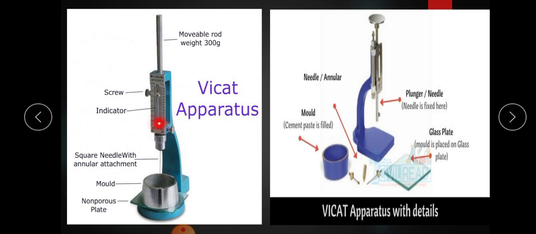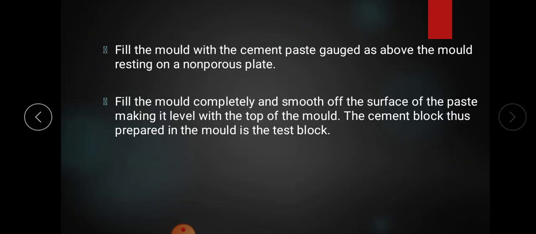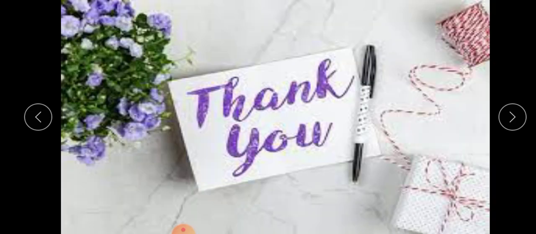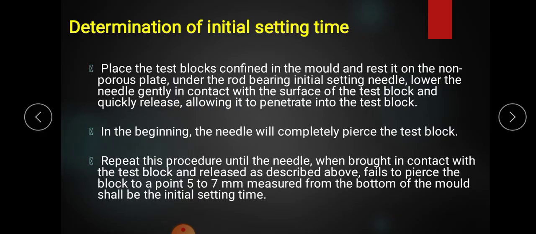So this is the starting, and you need to go like this upward. Between 5 to 7 mm, 5 or 6 or 7 mm. When you get those readings, you need to stop the experiment. That is the initial setting time. You need to note down from the starting stage, when we are releasing it, to when the measurement is between 5 mm to 7 mm, how much time it is taking. That time is known as the initial setting time.